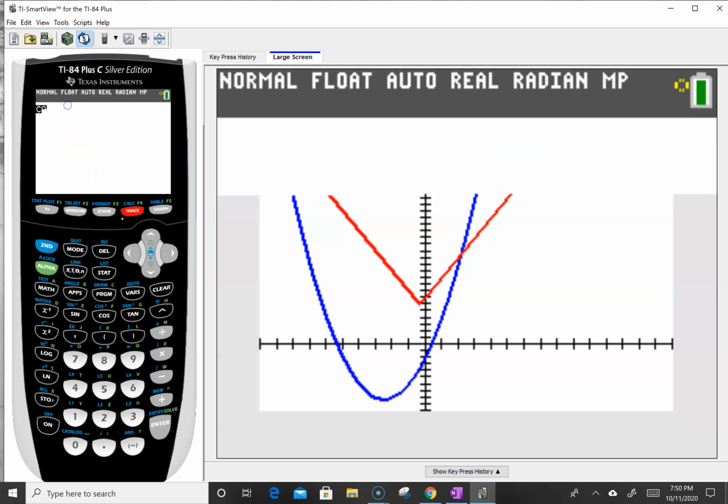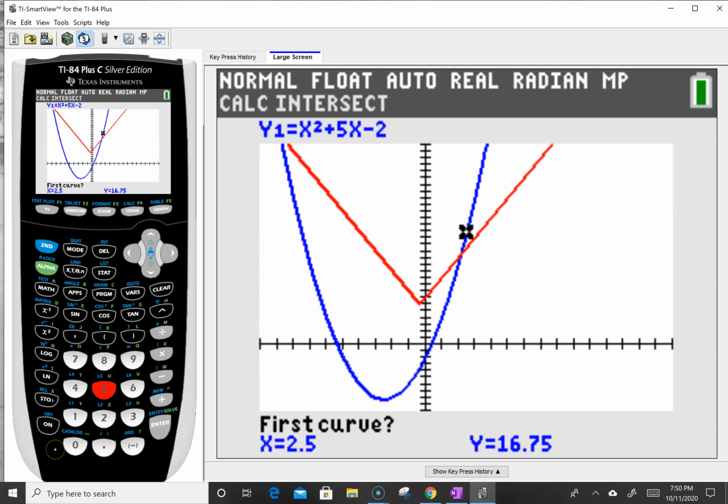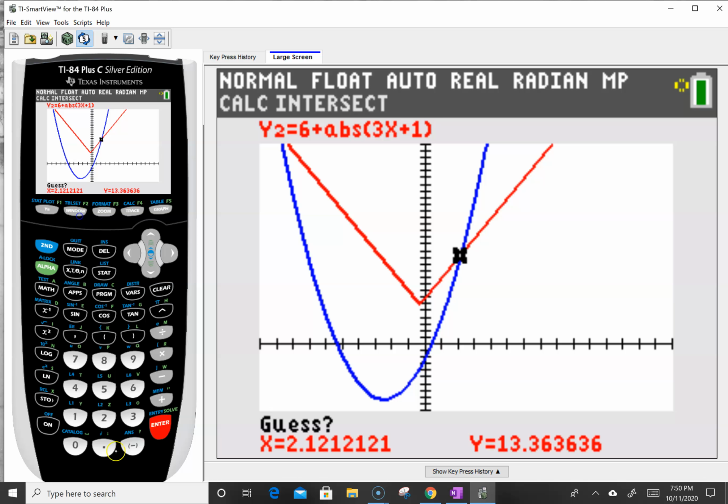So I'm going to do second, calculate. Option 5 is intersection. Go to the intersection, hit enter 1, 2, 3 times. And when I round to the nearest thousandths, which is 3 decimal places, I get 2.162.